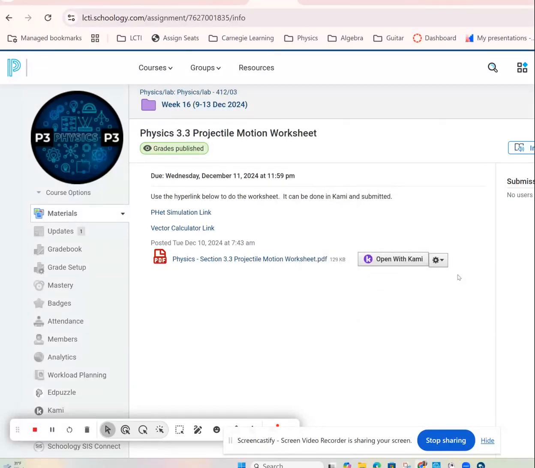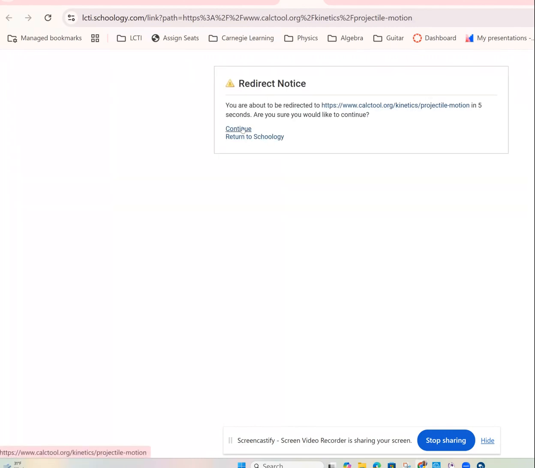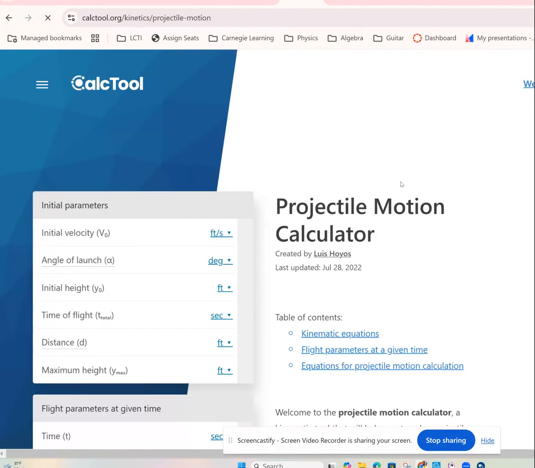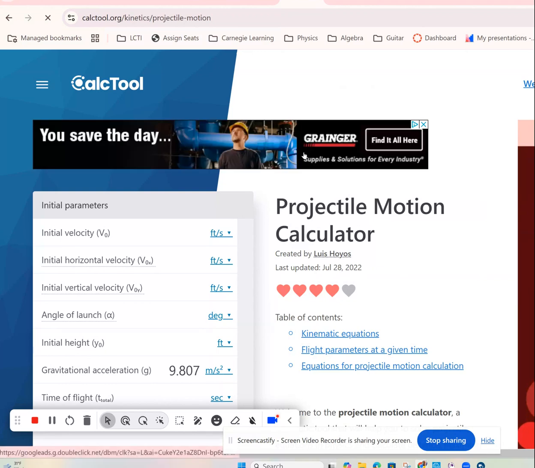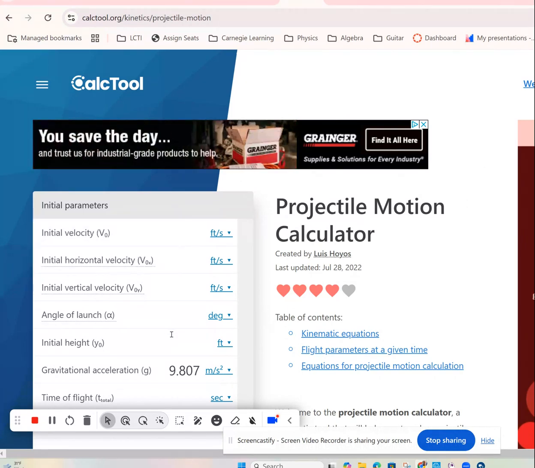Okay, I'm going to do a quick video for those who are having issues with it on how to use the vector calculator. So I'll click on this, continue, and I changed the website. I'm putting it in a different place. But if you look here, it's got initial velocity, initial horizontal, initial vertical.